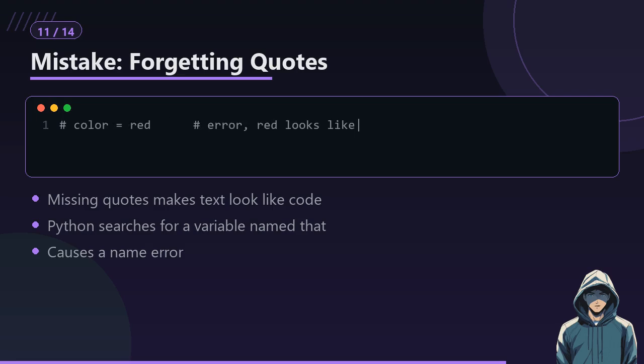If you forget the quotes around a word, Python assumes you are referring to some other variable with that name, not plain text. Since no variable called red exists, the program crashes with a name error. In short, text always needs quotes around it.